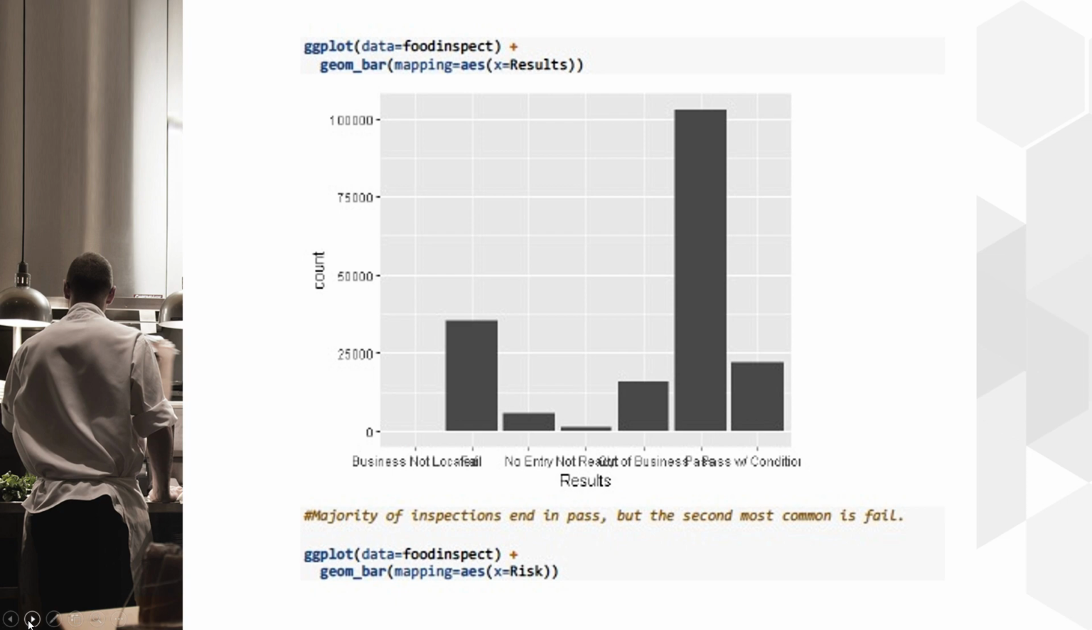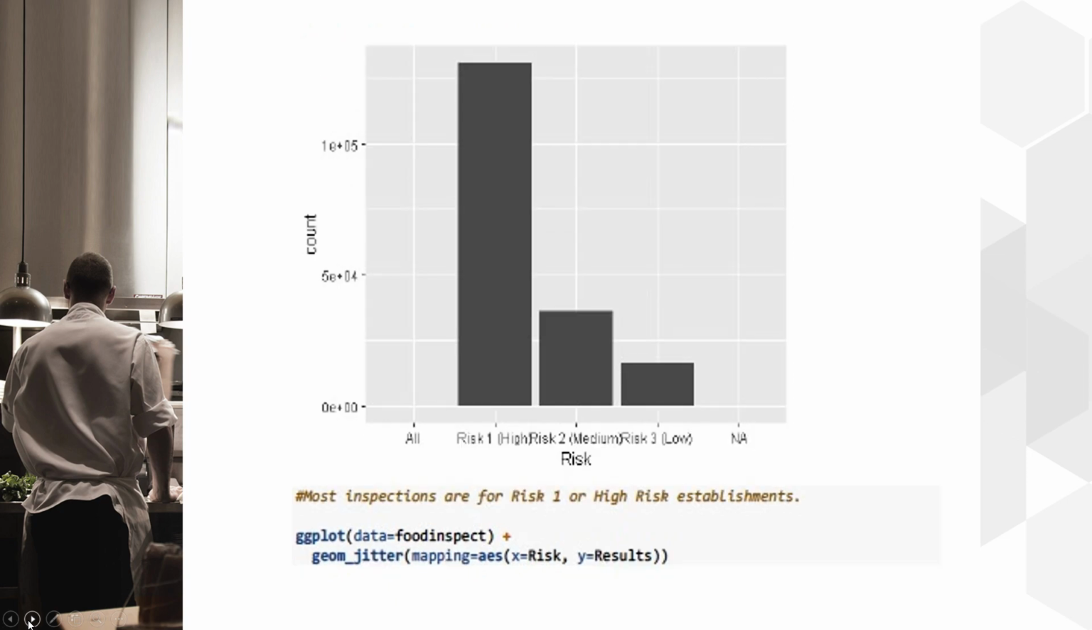Looking at these observations, we decided to look at what the results were for many establishments in Chicago. As you can see in the graph here, most of them have a result of pass, with the second most common frequency of results being fail. Another one of the graphs that we looked at, just to explore the data, was the risks and the count for each risk. Most inspections did have a risk 1.